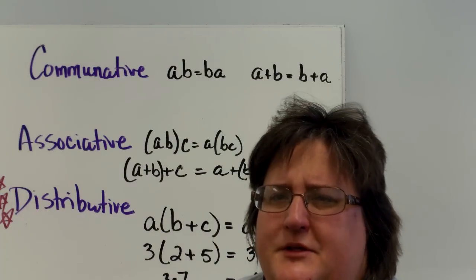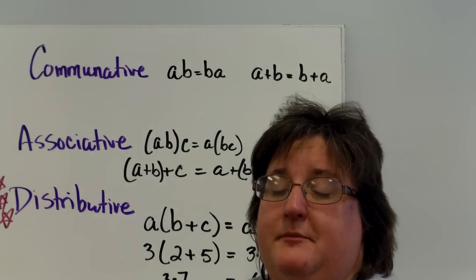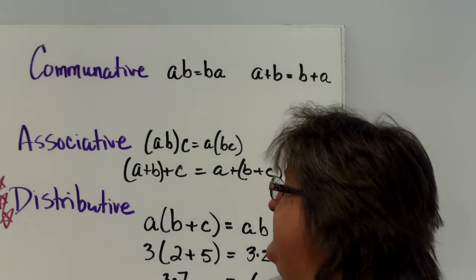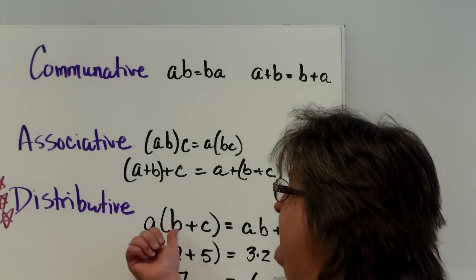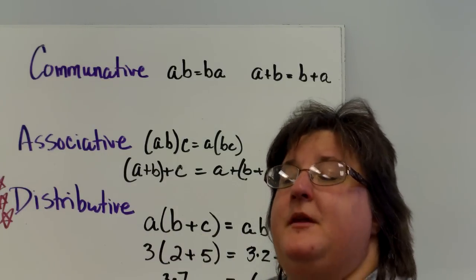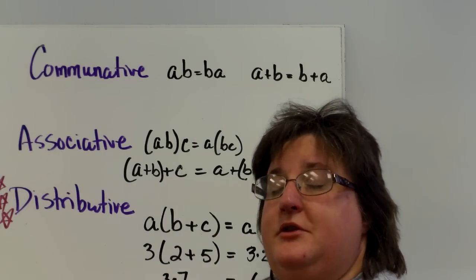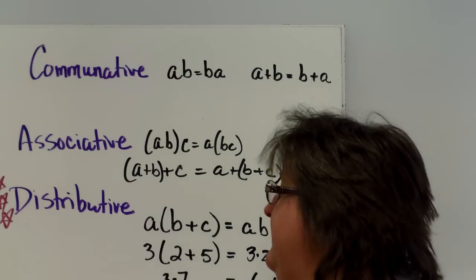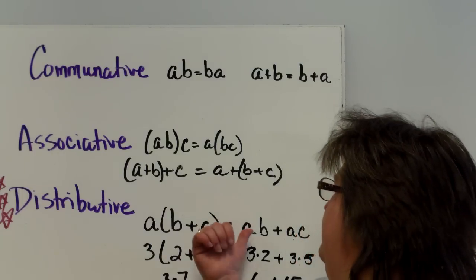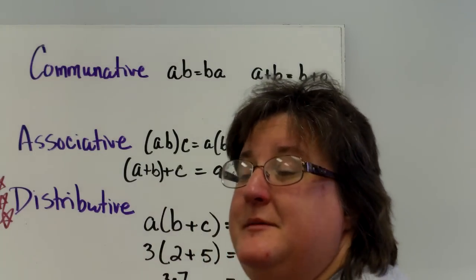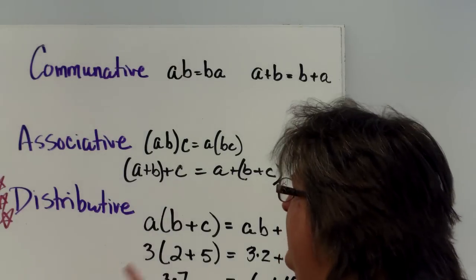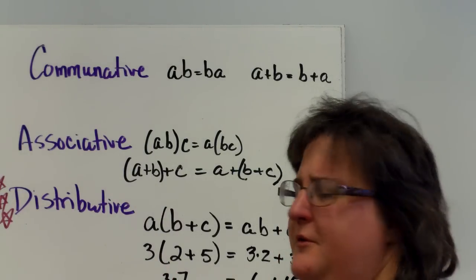Distributive, it gets my 3-star rating. That one we're going to use and abuse and beat into the ground throughout the rest of our math career. If you have, in this case, A times the quantity B plus C, you could do what's inside first and then multiply by the number outside. Or you would get the same thing as if you took A times B and then A times C and added them together.